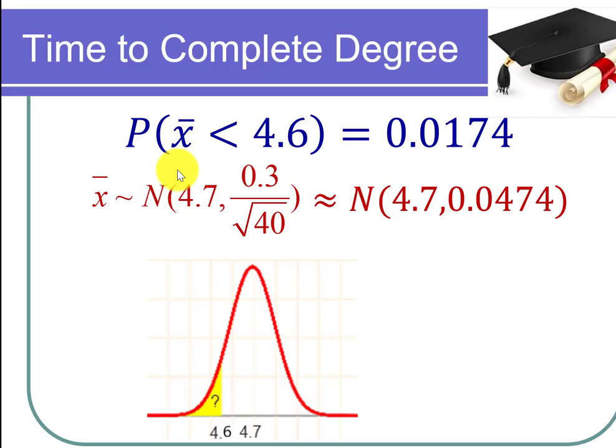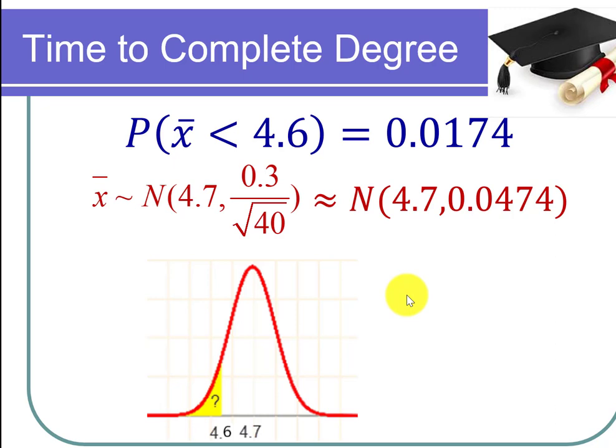So now I can go back to the question and understand it. I can now say that the probability that a random sample of 40 students has an average time to complete the degree of less than 4.6 is equal to about 0.0174. And that's the answer to that question.